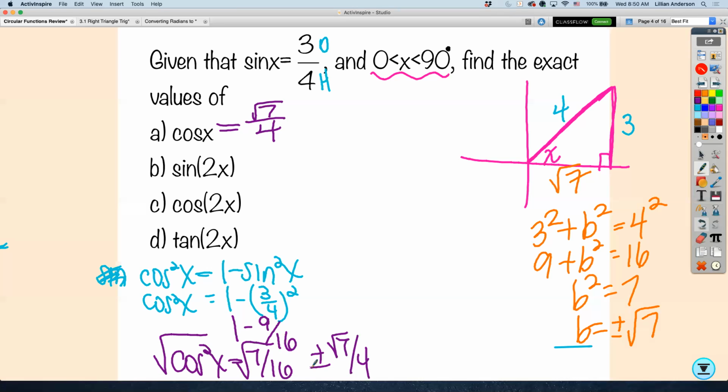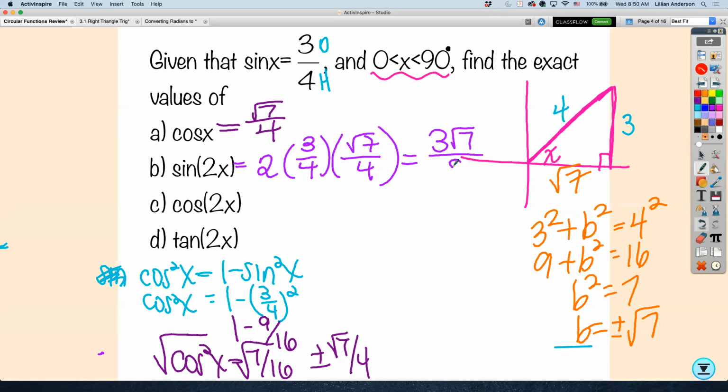Sine 2x, you just plug it into the theorem that says 2 sine x, which I know is 3/4, times cosine x, which is root 7 over 4. And you multiply straight across. What does that become? 3 root 7 over 8. Yes, always make sure you guys simplify your fractions.